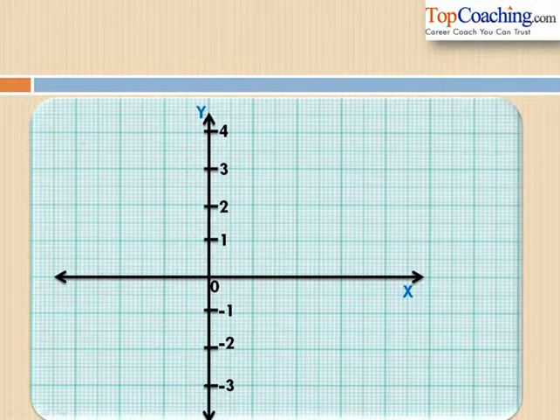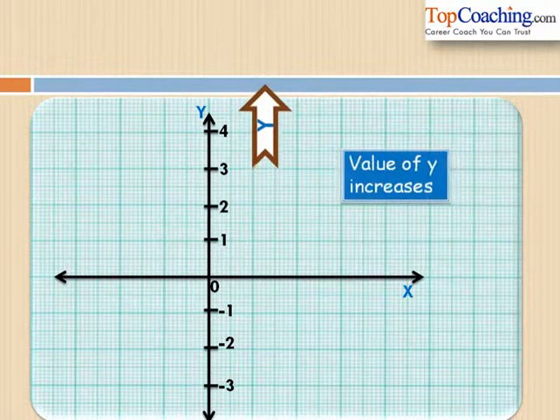Now let us see the y-axis of the coordinate plane. We have marked all the numbers on the y-axis. The numbers above the 0 are all positive, and these are placed in increasing order. Similarly, the numbers below the 0 are all negative and these are in decreasing order. Now if we move upwards, then the value of y increases.